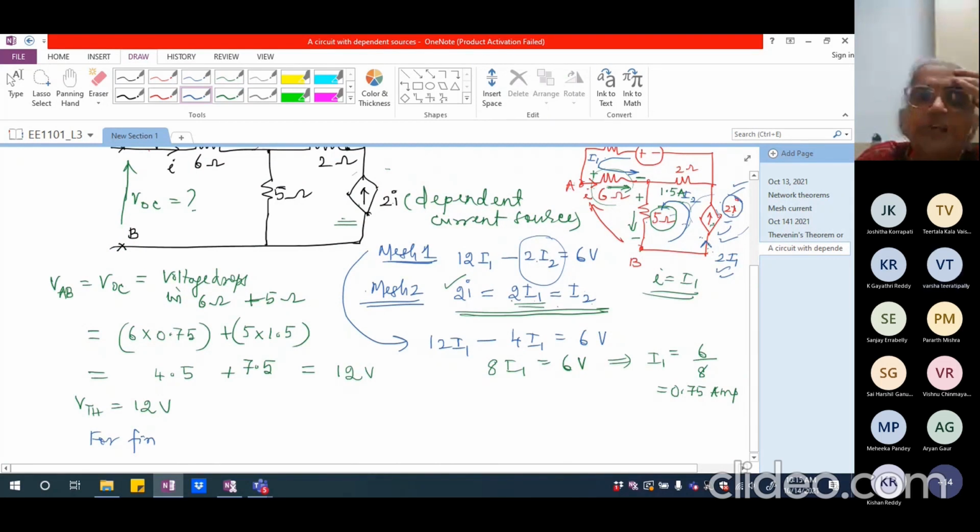This is 2I. This is given already. What is given here is 2I. And what is I? I is the current through the 6 ohm resistance. And what is the current through the 6 ohm resistance here? That's same as I1. There is nothing else, right? Am I right? Yes, ma'am.